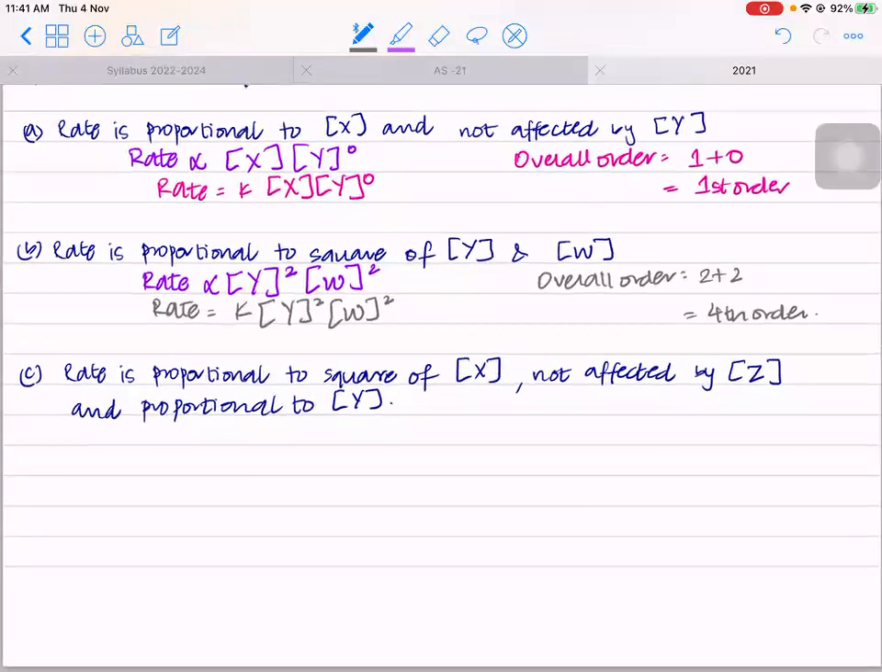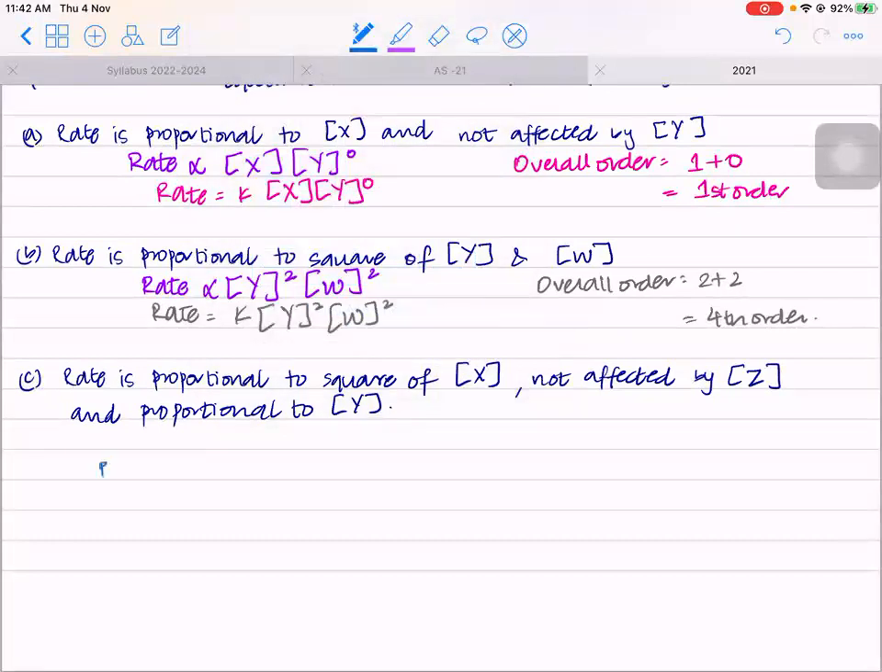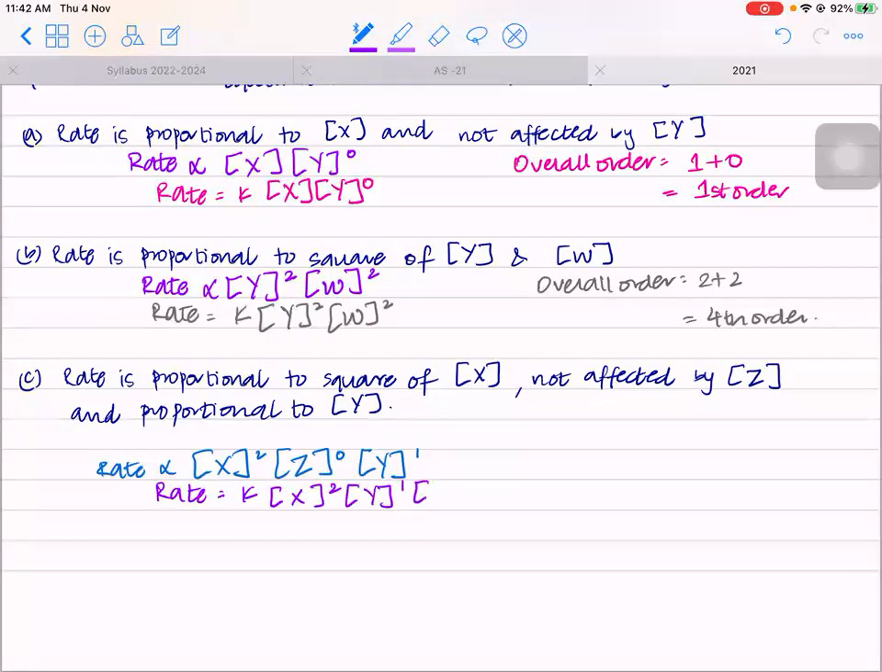Clear? Rate is proportional to square of x. So it is proportional to x square, not affected by z. That means z would be raised to the power 0. And proportional to y. So that must be raised to the power 1. You remove the proportionality sign and you get the rate constant k, x raised to the power 2, y raised to the power 1, and z raised to the power 0. This becomes your rate equation. What will be the overall order? The overall order will be 2 plus 1 plus 0. That is third order. Is that clear?